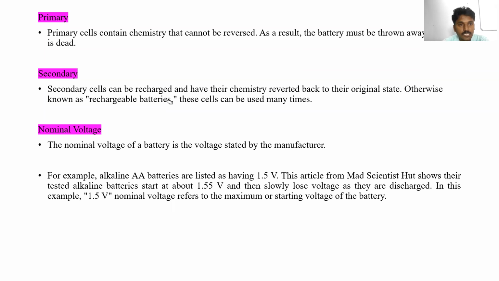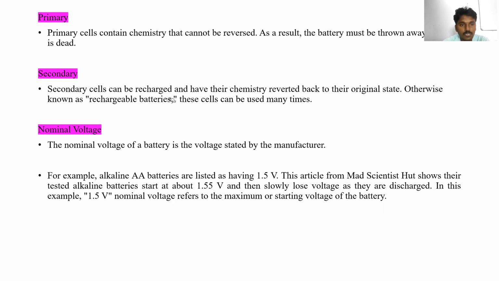Secondary batteries. Secondary cells can be recharged and have their chemistry reverted back to their original state. So once it is fully discharged, it can be charged again and reverted back to its original state. Secondary batteries or secondary cells can be called rechargeable batteries or rechargeable cells. These cells can be used many times.